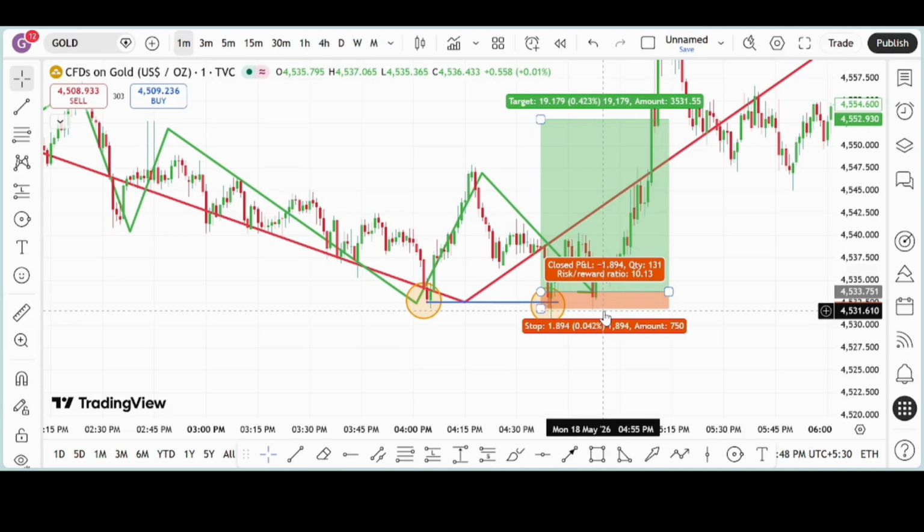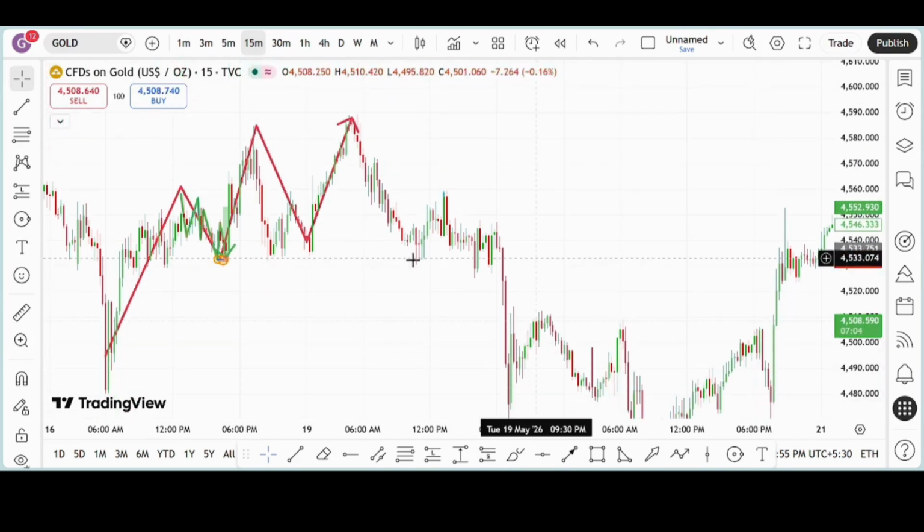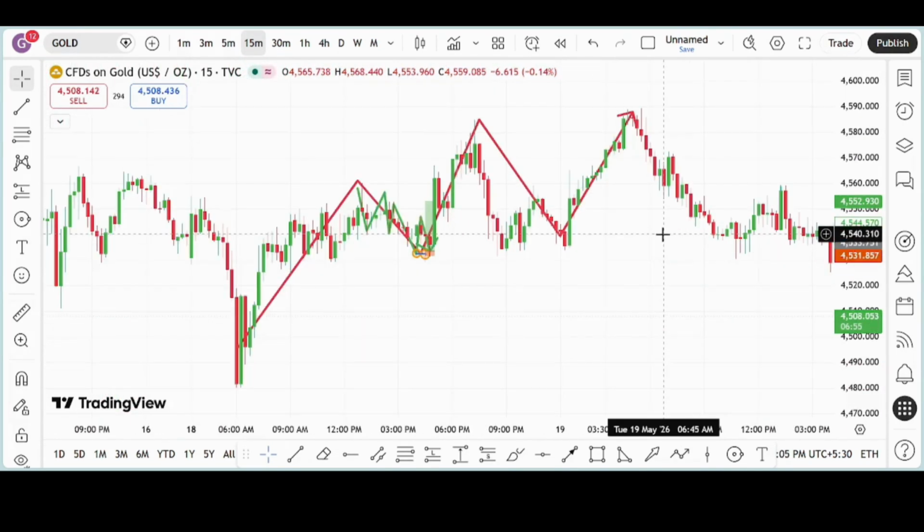Now let's understand what is external liquidity. Let me zoom out this chart. External liquidity simply means major liquidity resting outside the current structure range. Okay, usually external liquidity is found at major swing highs, major swing lows, previous day high, previous day low, weekly highs and weekly lows. Okay, these are called strong equal highs or strong equal lows.